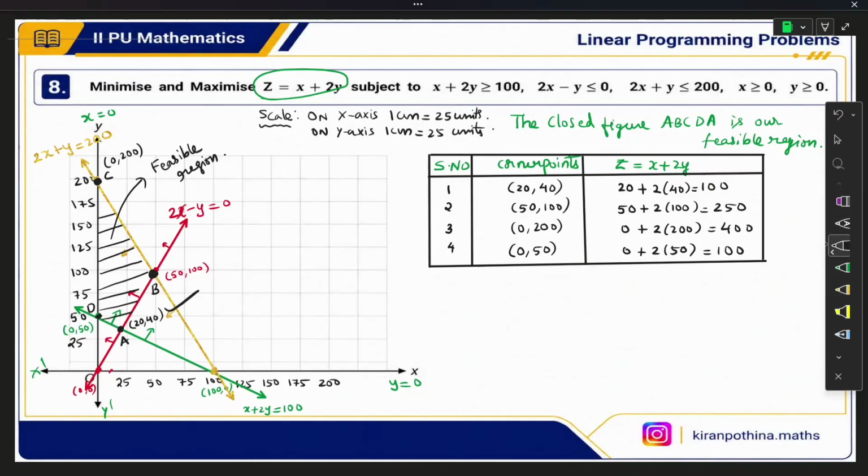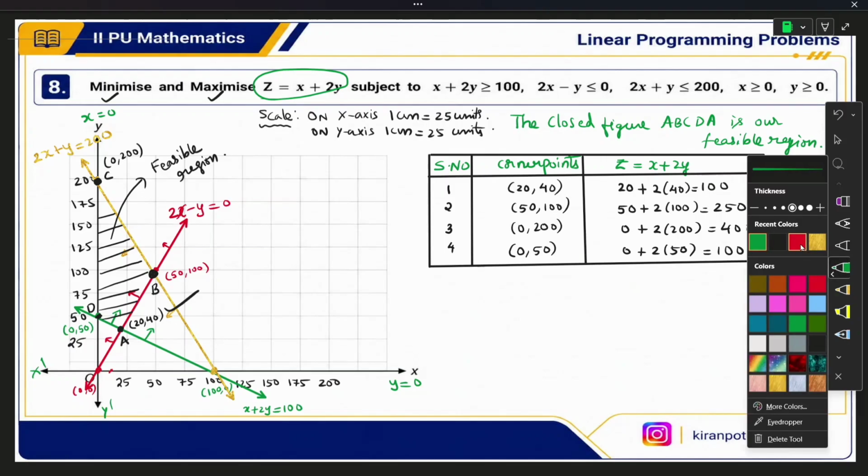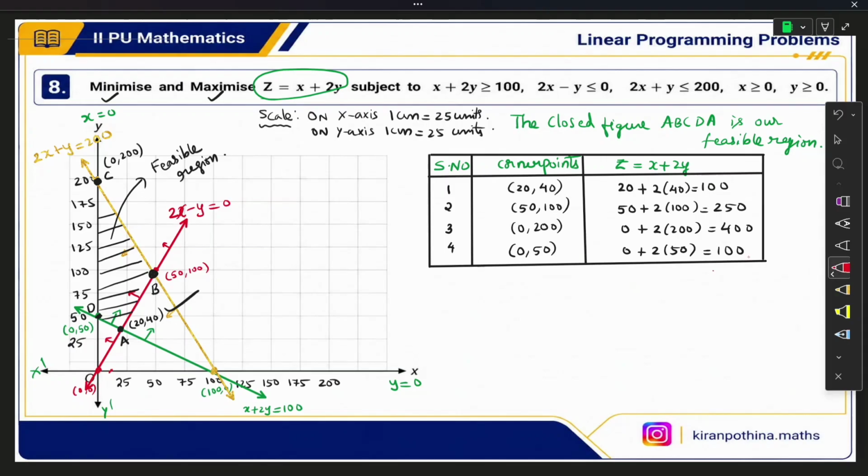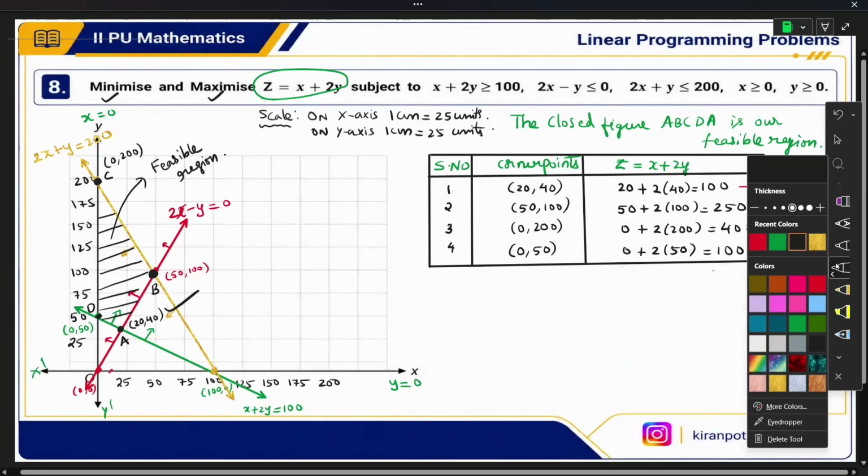Now, the corner points we did. Now our question is, we need to find both the minimum as well as the maximum. First we'll identify the minimum value and the maximum value from the table. If you observe, the maximum value is 400. But 100 is the minimum, and this 100 is also the minimum. We got two minimum points but one maximum point. So I will tell you how to write the conclusion for that.